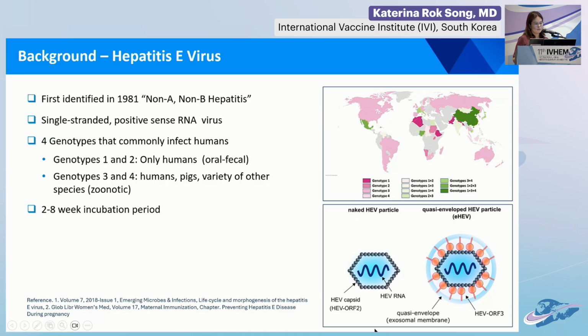If you look at the picture below, there are two types of this virus. One type is naked, without the envelope, and the other virus particle is enveloped. The difference is that the naked particle is excreted through the bowel, but the enveloped type is excreted through the blood. For the vaccine, the capsid part, the ORF2 part, is used for the vaccine development.